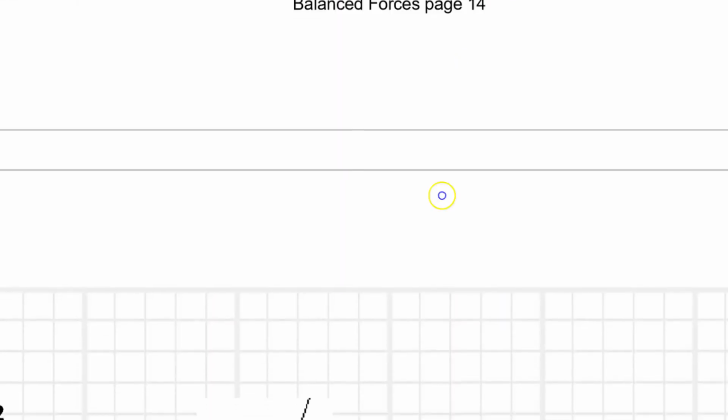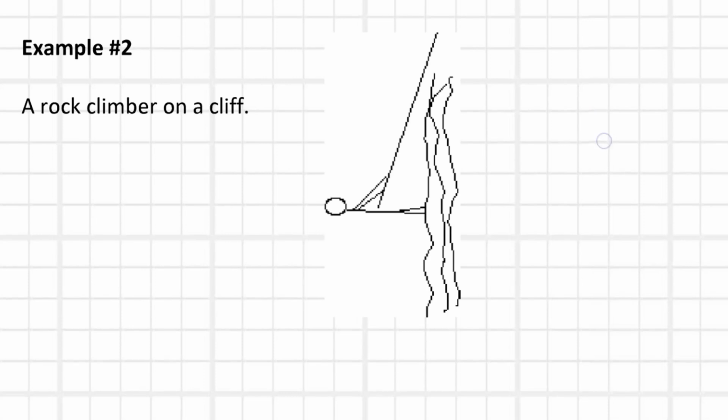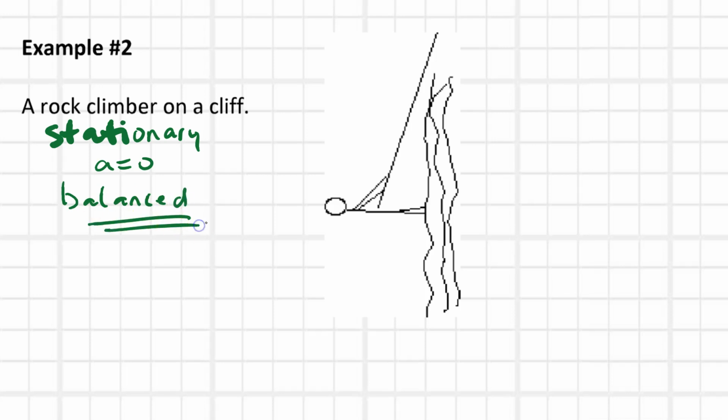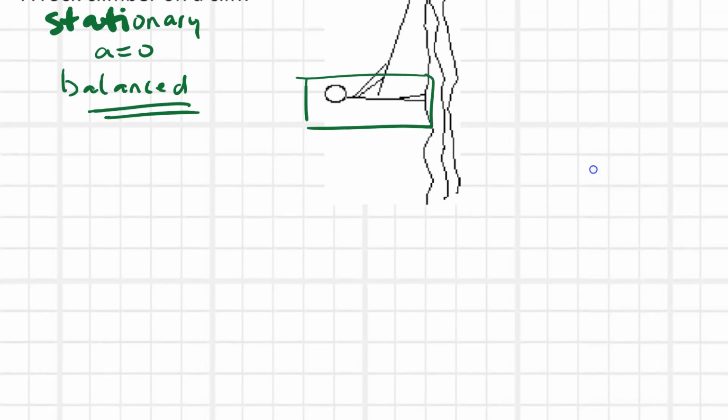So let's go on to number 2. Number 2 is a rock climber on a cliff. I'm just going to add the fact that this rock climber is stationary. So it's not moving, not accelerating, is the important thing. If the acceleration is equal to 0, then we know that the forces are going to be balanced. So our system, the thing that we want to draw, is the rock climber, and we're going to think about all the forces acting on the rock climber.